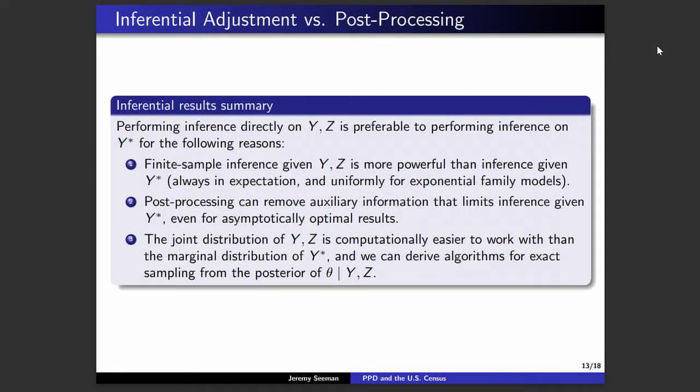So when it comes to, do we have time for, yeah. Okay.